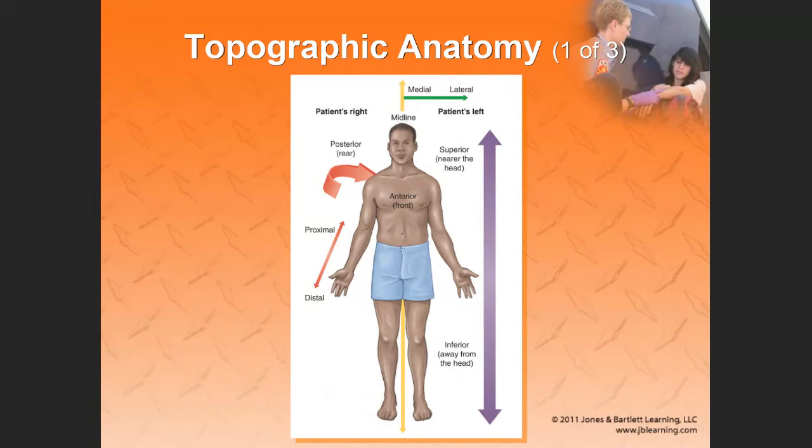When we talk about right and left, it is the patient's right and left, not your right or left, the patient's right and left. Then you have the anterior portion, which is the front, and you have the posterior portion, which is the rear. And then there, that yellow line that comes down the center and cuts the body into two equal halves is referred to as the midline.